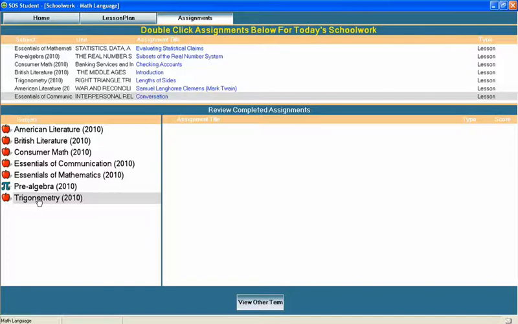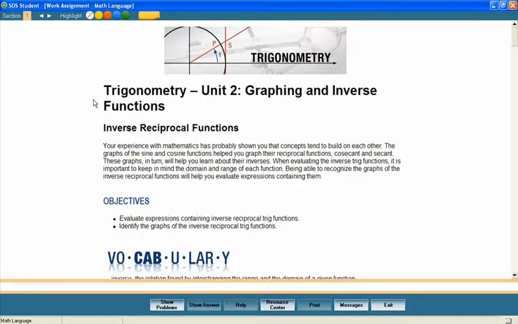Now let's take a look at a trigonometry lesson to see how concepts like these are covered. In a unit entitled Graphing and Inverse Functions, let's look at a lesson called Inverse Reciprocal Functions.